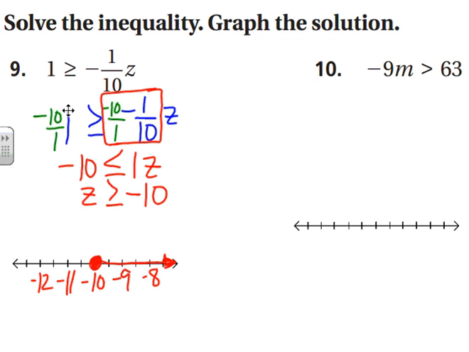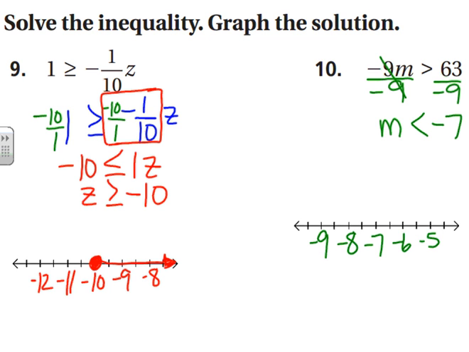All right, number 10. This time, negative 9 times m. The inverse operation would be to divide by negative 9 on each side. So we get 1m and negative 7, and since we divided by a negative, we need to flip the inequality symbol. So negative 7, negative 6, negative 5, negative 8, negative 9. We need an open circle going to the left, pointing to the smaller numbers.